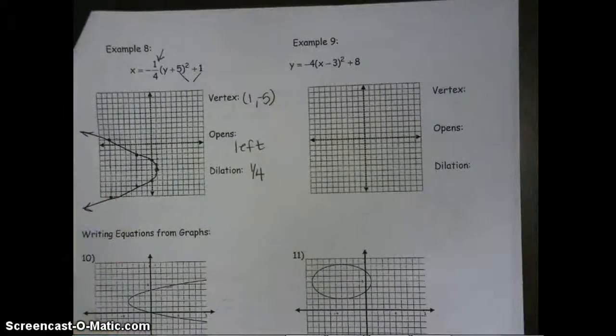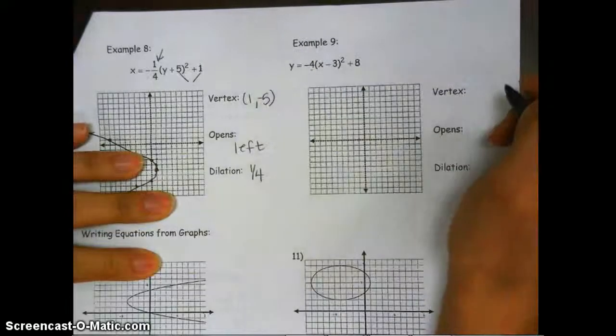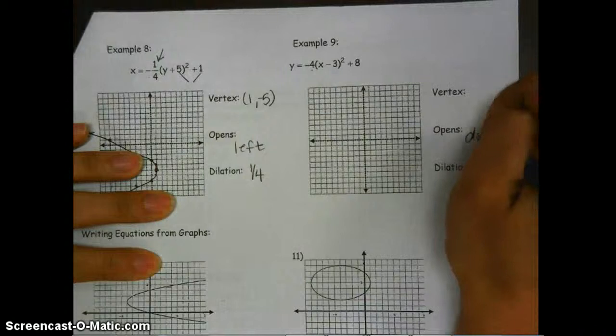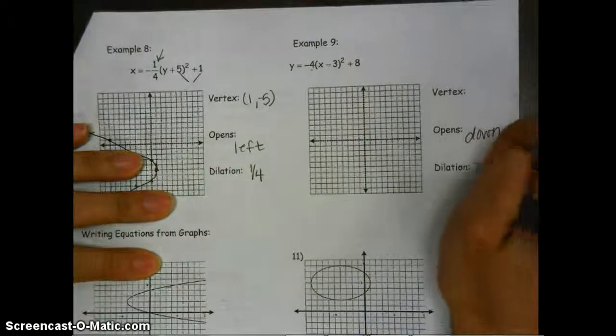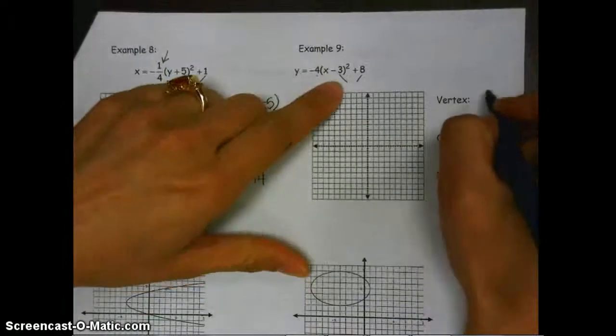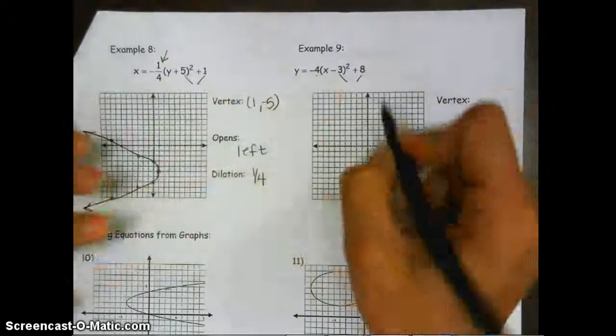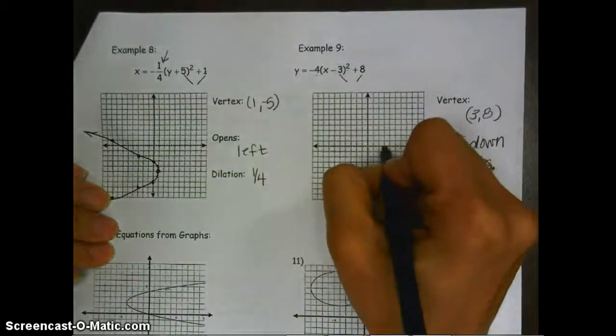Alright, so the next example is y equals, so this means I'm going to be opening either up or down, and since my scale factor is -4, that means it's going to be opening down. My scale factor is 4. Okay, we're going to get the vertex this way. So x value is 3, y value is 8. So we're going to go over 3, up 8.